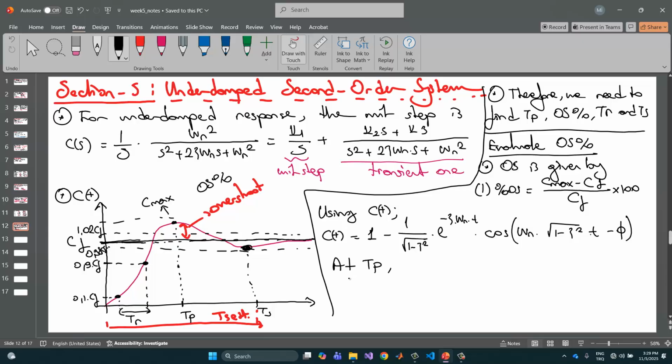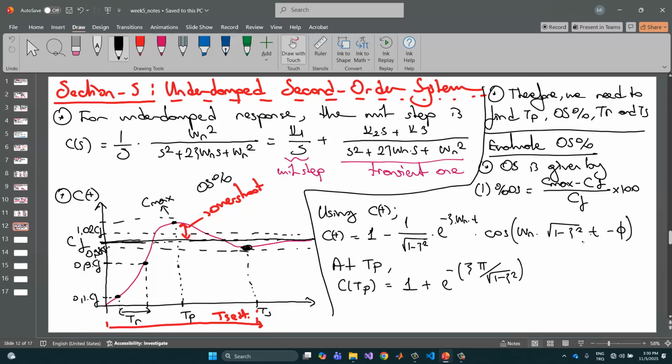At Tp, the peak time, is the C max, right? We know it. And so C(Tp) is equal to what? 1 plus e to the power of minus zeta pi over square root of 1 minus zeta squared. We know it, because if we put Tp as t, this equation gives us this formulation right now, okay?